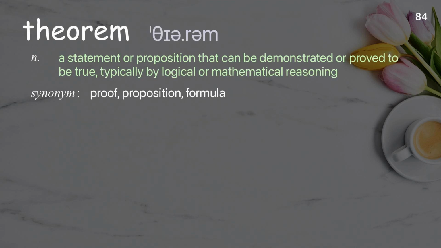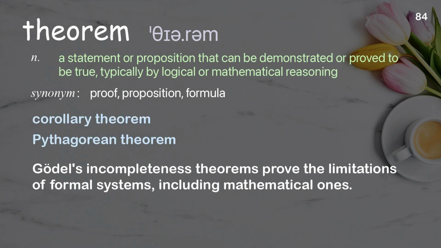Theorem. A statement or proposition that can be demonstrated or proved to be true, typically by logical or mathematical reasoning. Examples: Corollary theorem. Pythagorean theorem. Gödel's incompleteness theorems prove the limitations of formal systems, including mathematical ones.